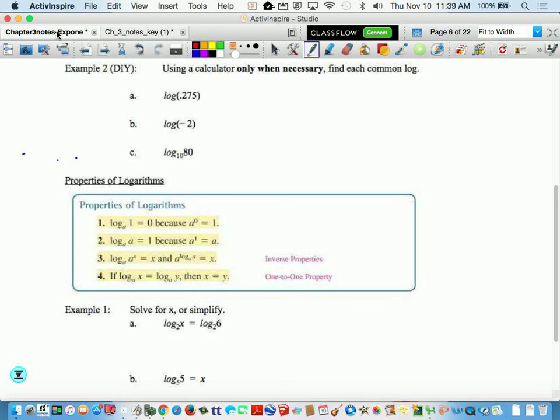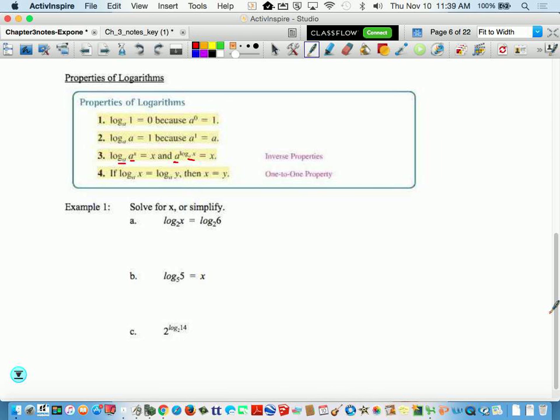Because it's log base A and the exponential, so you have a log base A and then an exponential base A, they're inverse of each other. They will undo each other and you'll be left with x. Or exponential base A being raised to a logarithm base A, they will also undo each other. And then the last one is called a one-to-one property. If you can get the left-hand side to be the same as the right-hand side, you can do stuff. All right, the equal sign.